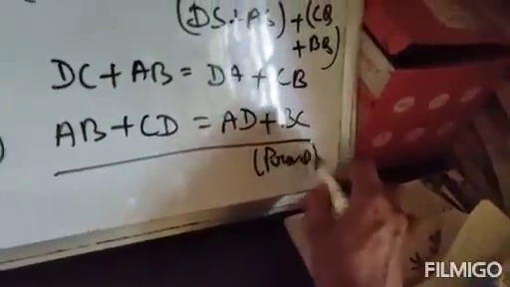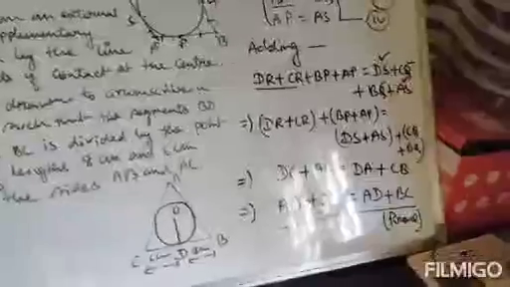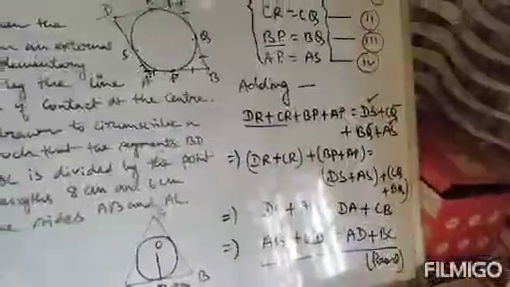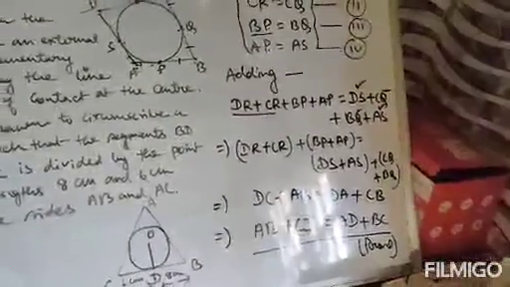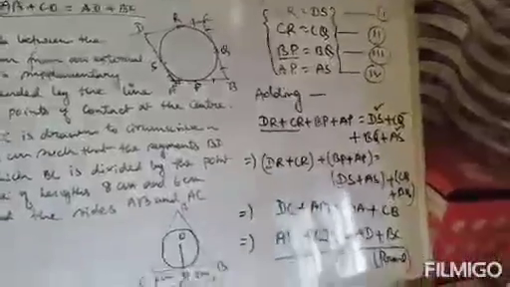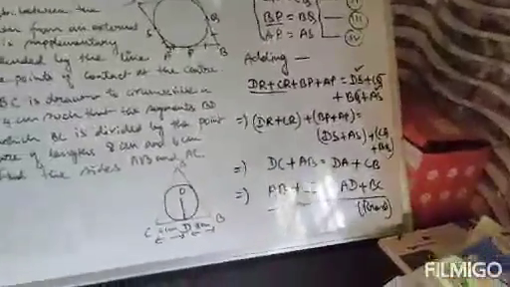This is proved. Clear? That means it is only the same theory, that the length of tangents drawn from an external point on a circle will be equal. From that concept we can easily solve these questions. Next question, question number 10.